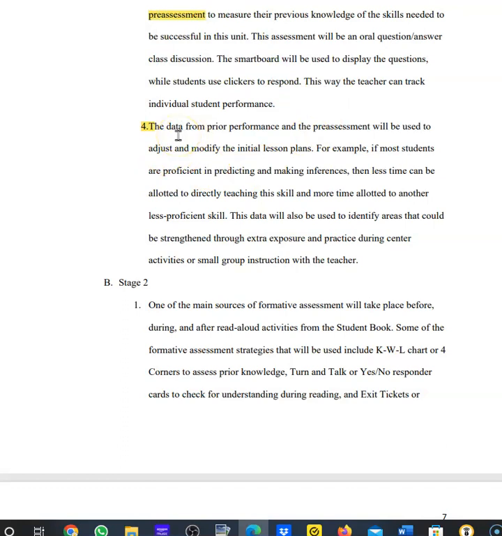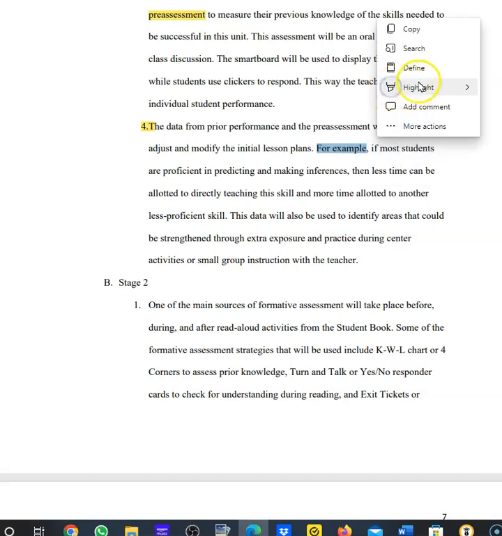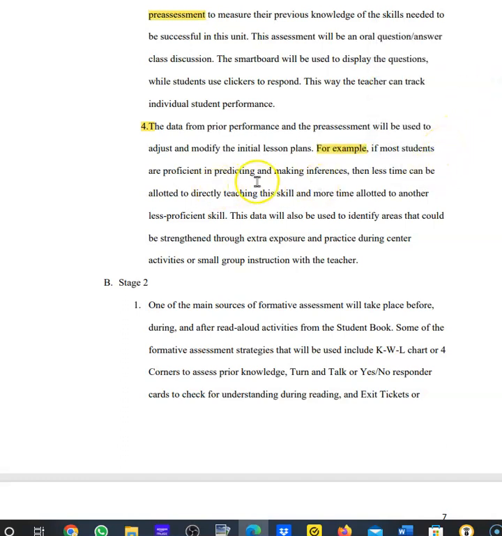You are going to look at how you're going to use that pre-assessment. So she says the data from prior performance and the pre-assessment will be used to adjust and modify the initial plans. Now that's fine, but I want concrete things. So for example, if most students are proficient in predicting and making inferences, then less time can be allotted to directing teaching this skill and more time allotted to other less proficient skills. This data will also be used to identify areas that could be strengthened through extra exposure and practice during center activities or small group instruction with the teacher. So you see that these are specific things that the teacher will need to do after the pre-assessment.